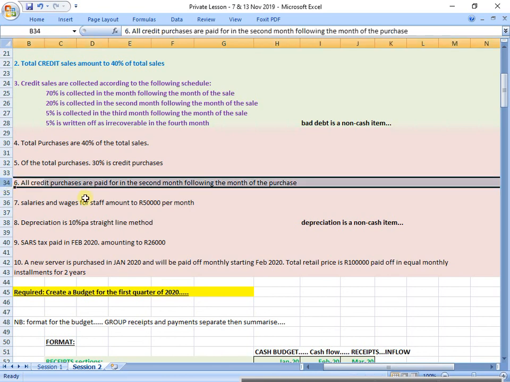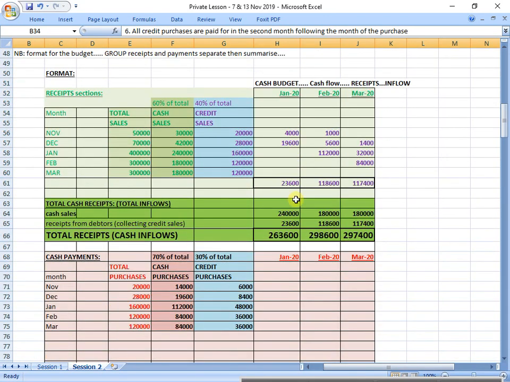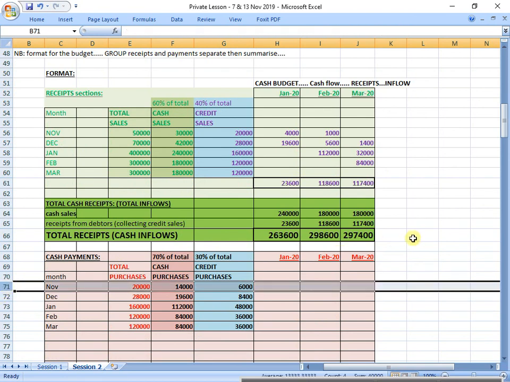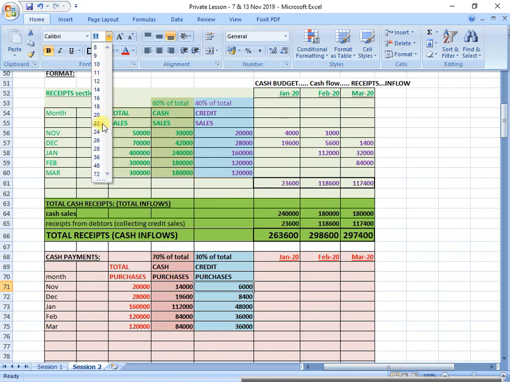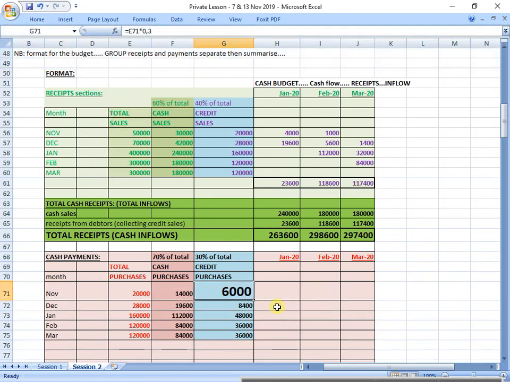Okay, point number 6. All credit purchases are paid for in the second month following the month of the purchase. Do you see that? Okay, so, same as before. Look at it line by line. I'm going to look at that line, November. Did I buy on credit? Yes, I did. How much did you buy on credit? 6,000. I bought 6,000 Rand in November.